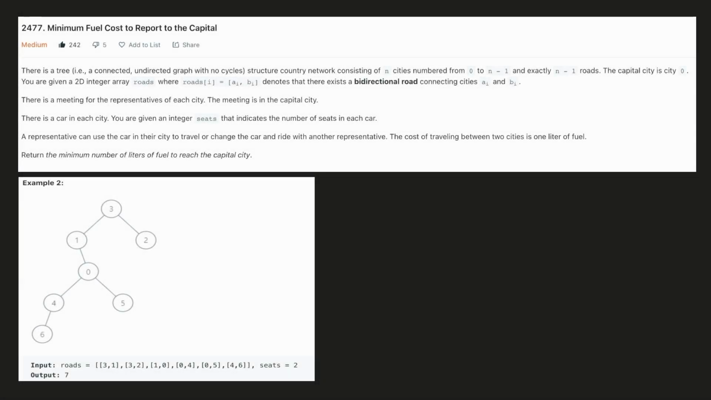Hello everyone, let's try to be a cheat code ninja today. Today we will be looking at a very interesting graph problem.